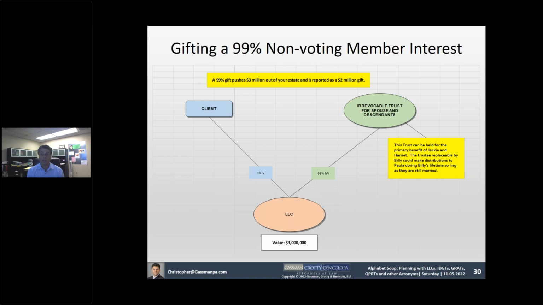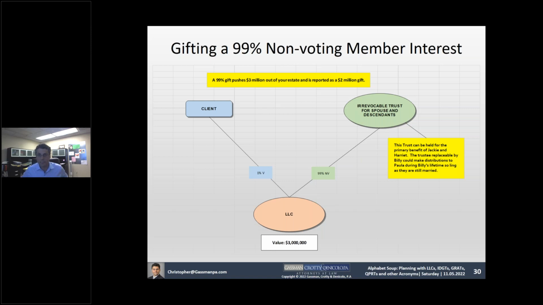So we have here a client who has placed $3 million of investment assets under an LLC. And the client says, I want to gift 99% ownership in this LLC and make it a 99% non-voting ownership at that, to a trust for my wife and descendants, so to a SLAT. And by making this gift of a 99% interest, if you apply a valuation discount of somewhere around 1/3, then you can value that gift at $2 million, even though virtually $3 million of assets have been pushed out of the estate.